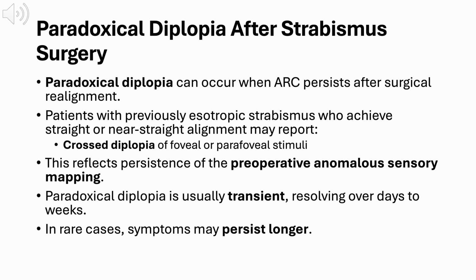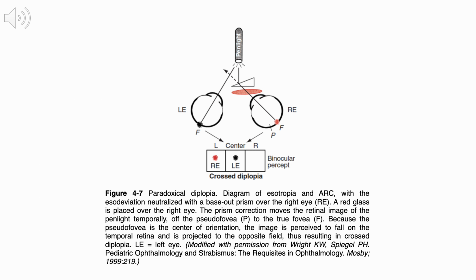This diplopia usually improves on its own as the brain gradually updates its sensory mapping to match the new alignment. Most cases resolve over days to weeks. In rare situations, the old mapping is more deeply ingrained and symptoms can last longer. The key idea is that paradoxical diplopia reflects persistence of preoperative sensory adaptation, not a surgical failure.